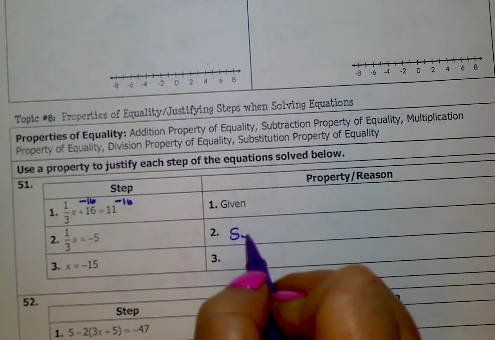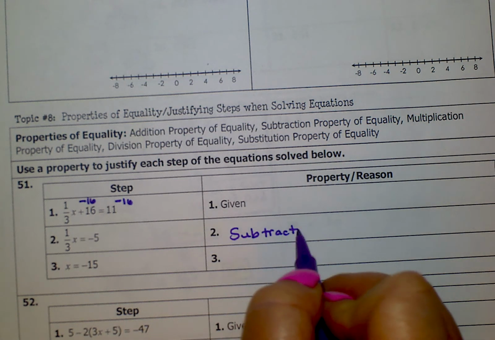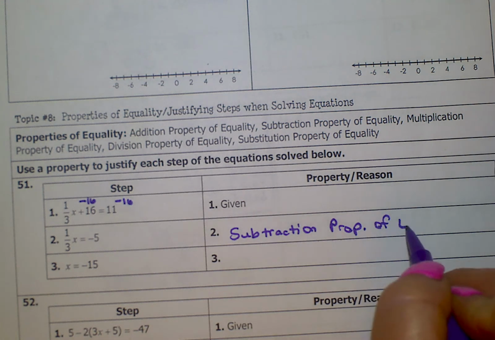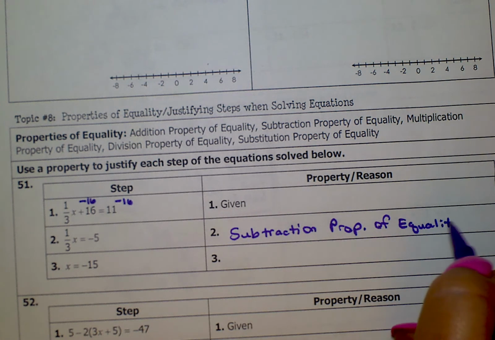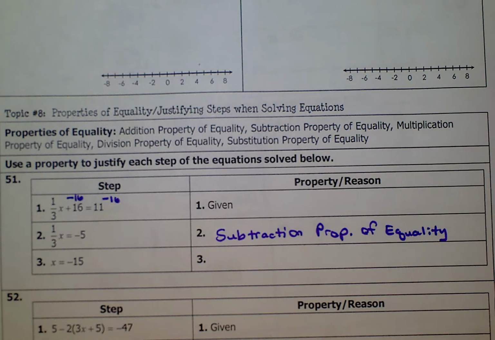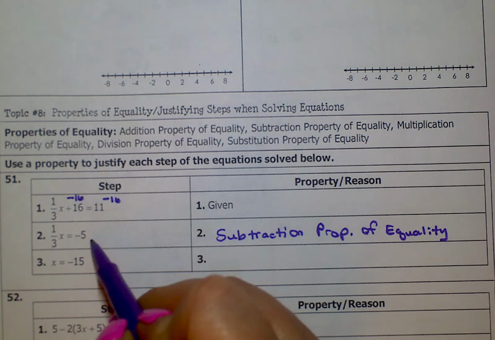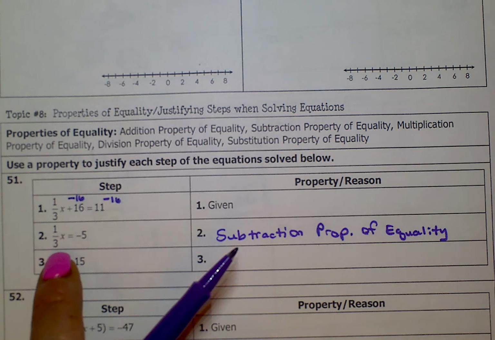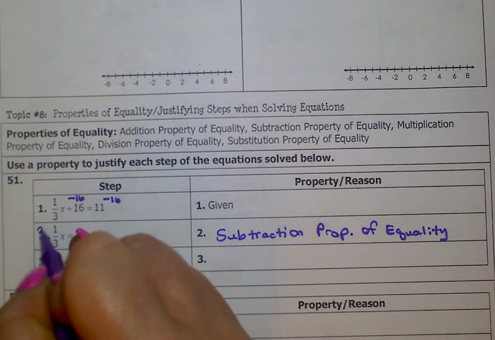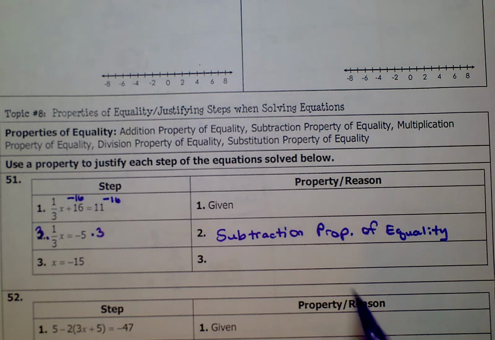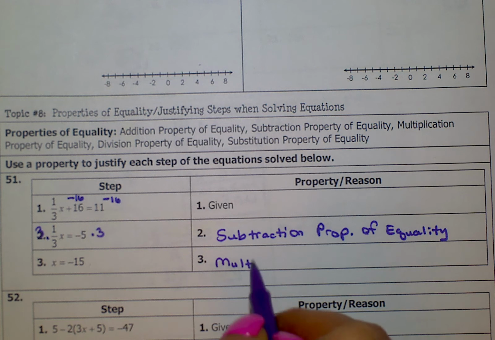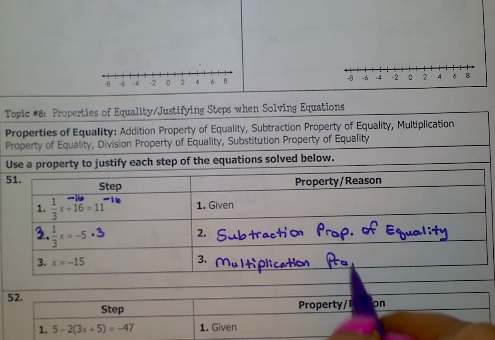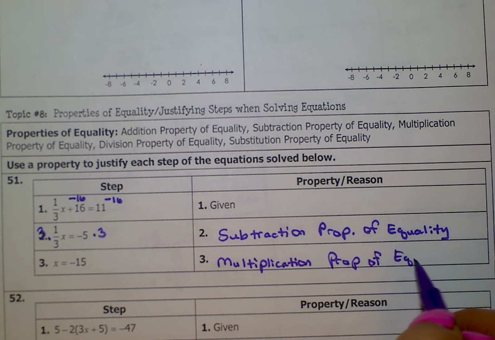So that's called the subtraction property of equality. And equality means the same thing as equations. So that canceled and gave us this step. Now what did we do to get rid of the 3 on the bottom? Well, to get rid of dividing by 3, you multiply by 3. So this would be called multiplication property of equality.